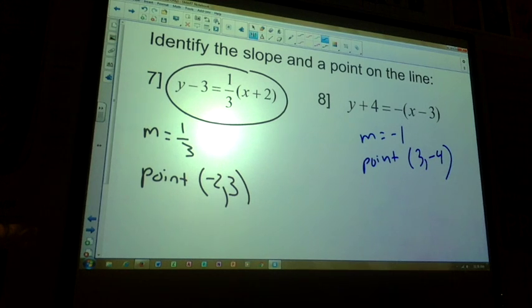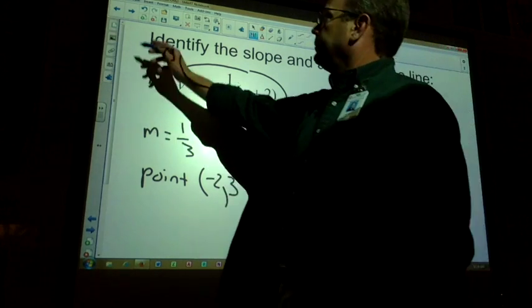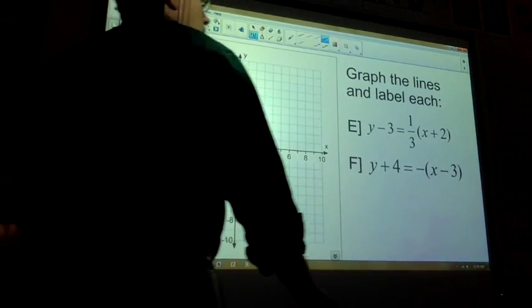So, on number 8, if you're trying to find the point, do you not distribute the negative first? No. Because point-slope form says what it is. There's a point and a slope there. You can find it easily. All right, so let's graph these.